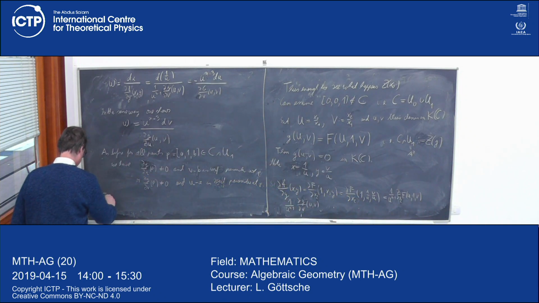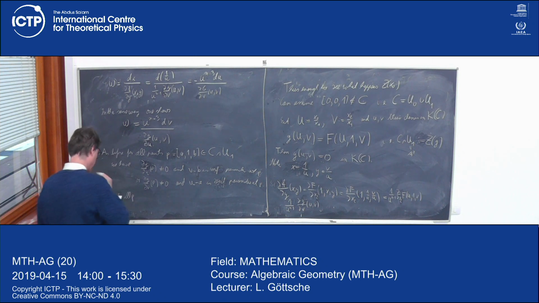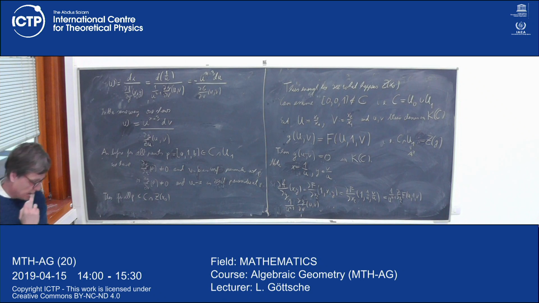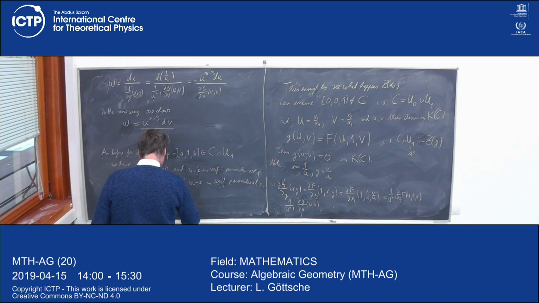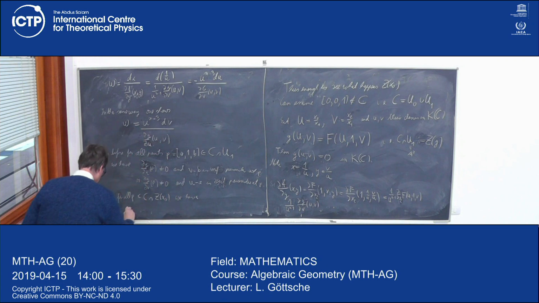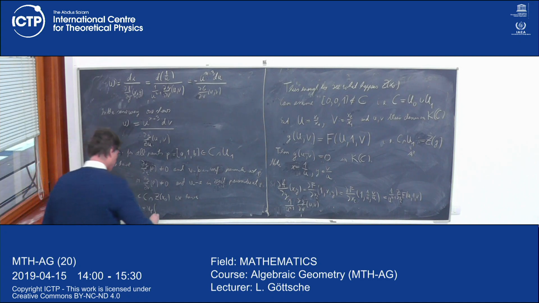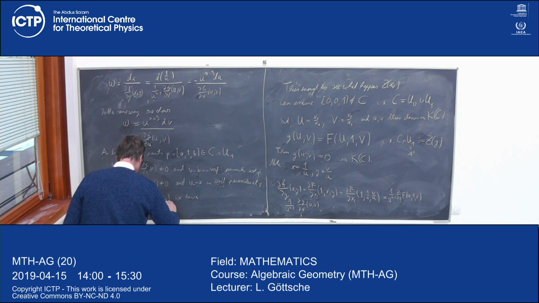Thus, for all p in C intersected with the zero set of x0, we have that the multiplicity at p of omega is equal to the multiplicity at p of u to the n minus 3.